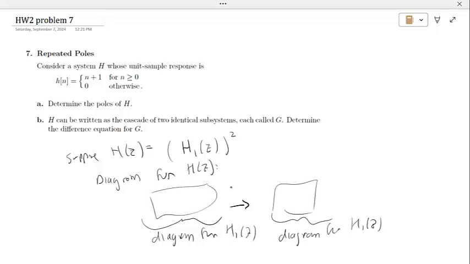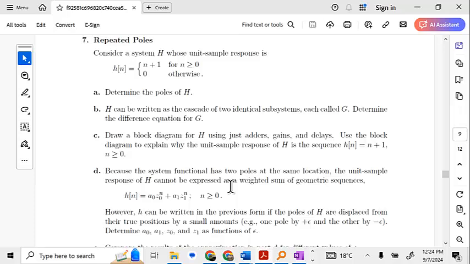So to find the difference equation, you just need to identify H1 of Z and convert that to a difference equation. Okay? All right, so that tells you how you're going to get the block diagram. The block diagram will have those two parts. So basically all you need to find is the block diagram for the H1 and concatenate it. Right?